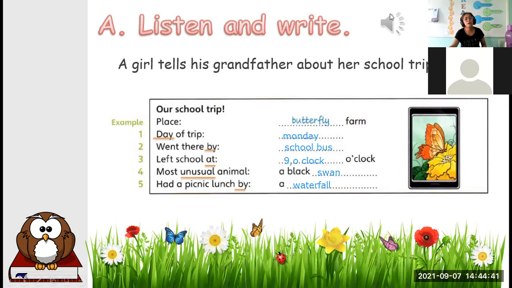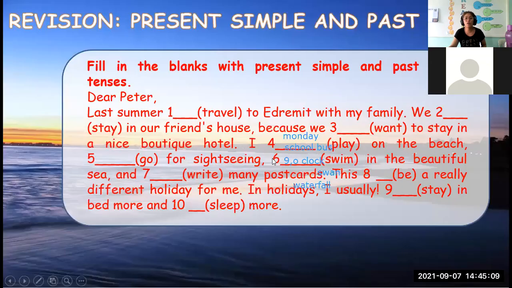Okay, Monday. School bus. Very good. What time did you leave school? 9 o'clock. Wow. And the most unusual animal. It's the black swan, of course. Swan. Very good. Great job. Yes, I know you're very smart.